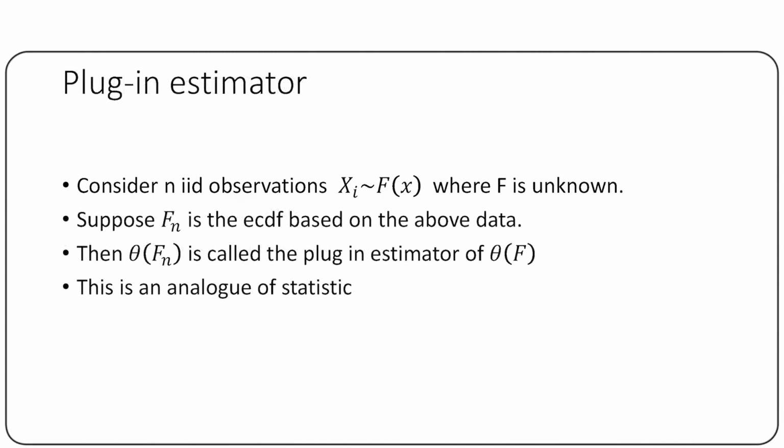So now we introduce the concept of a plug-in estimator. We have discussed analogues of parametric functions. Now we need an analog of a statistic. Plug-in estimators are the required analogues. Consider n IID observations from an unknown distribution function capital F. Suppose capital Fn is the empirical cumulative distribution function based on the data. Thus, you can recall that Fn(x) is nothing but the proportion of observations less than or equal to small x, where small x is a known quantity.